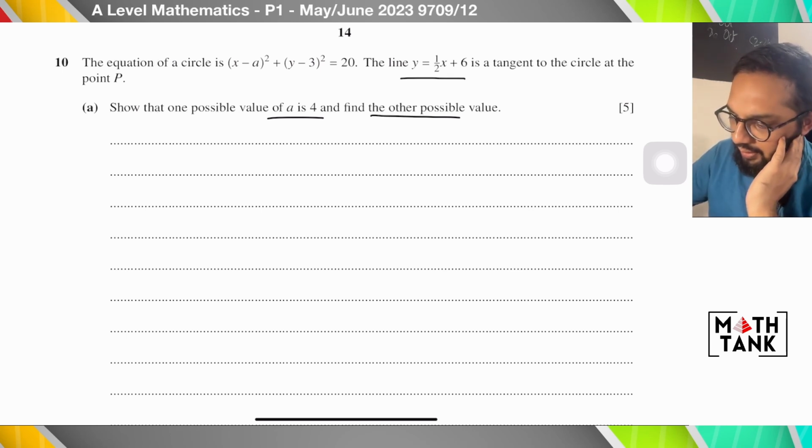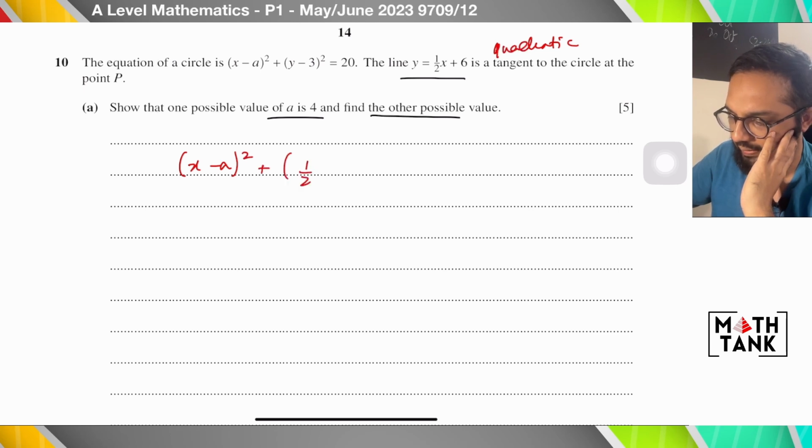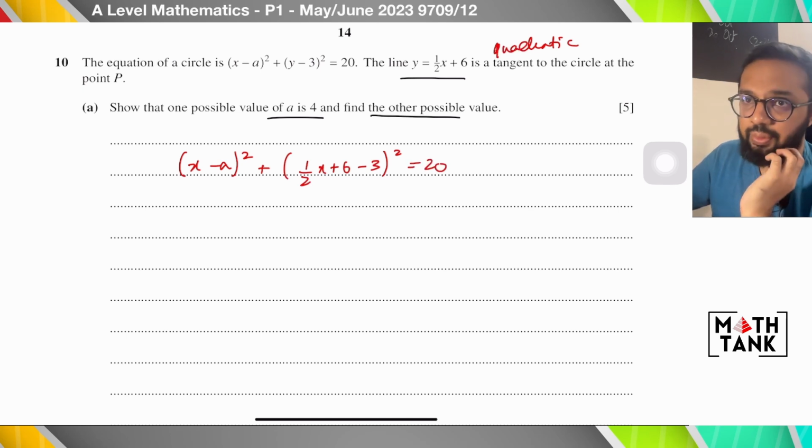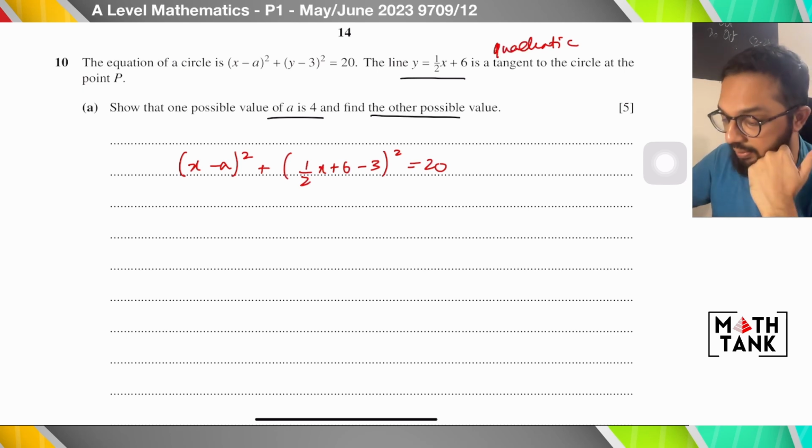Okay, when it says tangent, what clicks in my head is quadratics. So I'm going to try to solve it with quadratics. I'm going to replace y with (half x plus 6 minus 3) whole squared equals 20. And then I'm going to say that this equation should have b squared minus 4ac equals 0, because for a tangent, b squared minus 4ac equals 0.